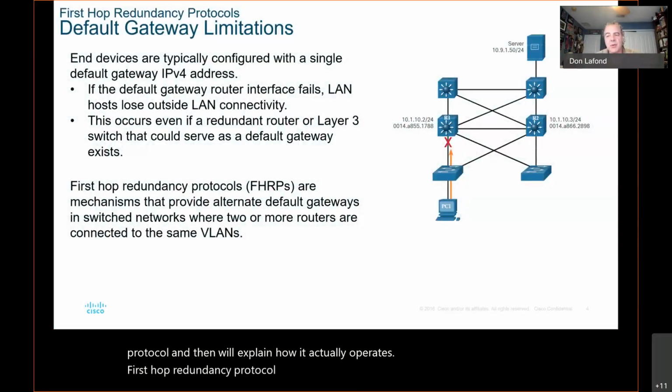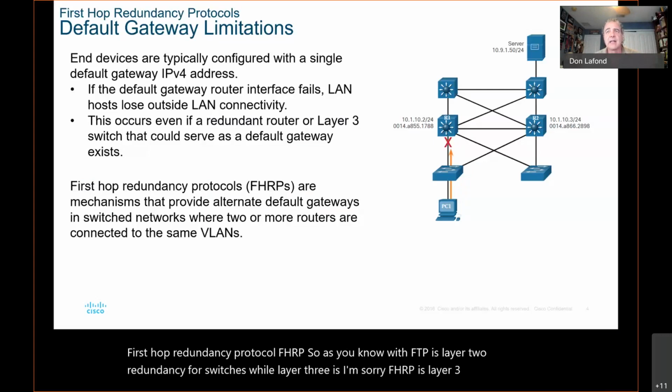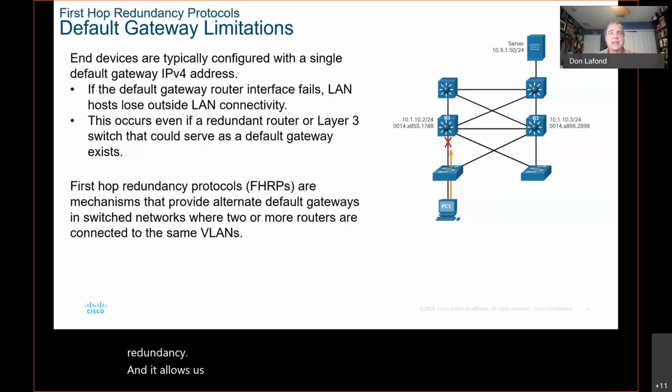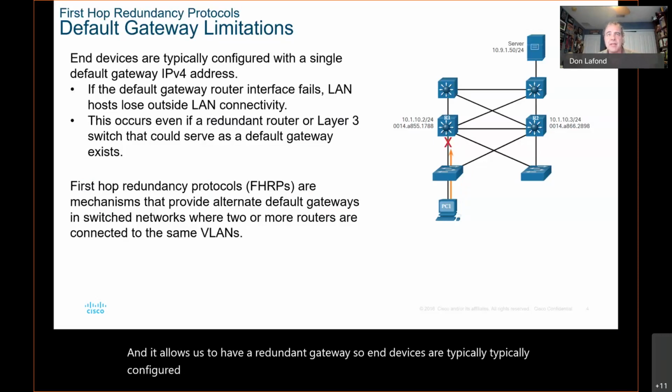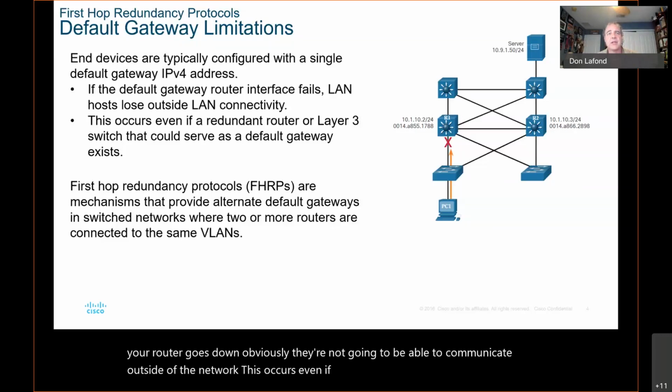As you know, STP is layer 2 redundancy for switches. Well, FHRP is layer 3 redundancy, and it allows us to have a redundant gateway. End devices are typically configured with a single default gateway IPv4 address. If the default router interface fails, then the LAN hosts lose outside LAN connectivity. If your default gateway, your router, goes down, obviously they're not going to be able to communicate outside of the network. This occurs even if a redundant router or layer 3 switch that could serve as a redundant gateway exists.